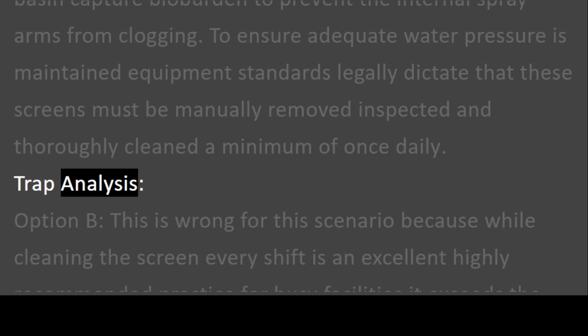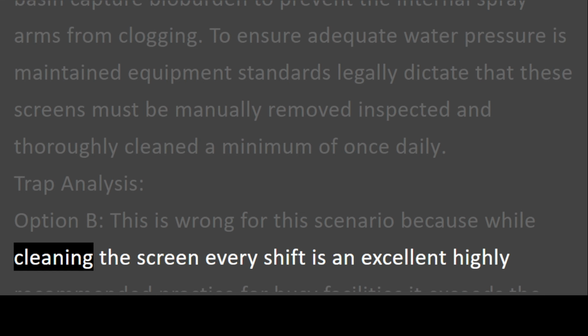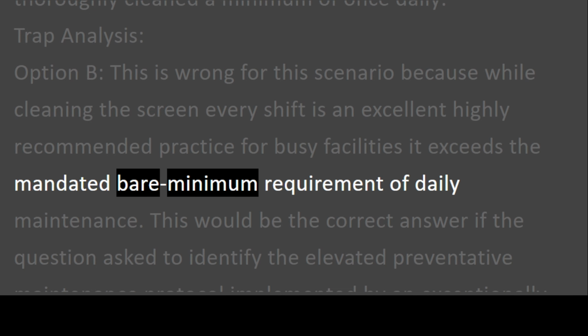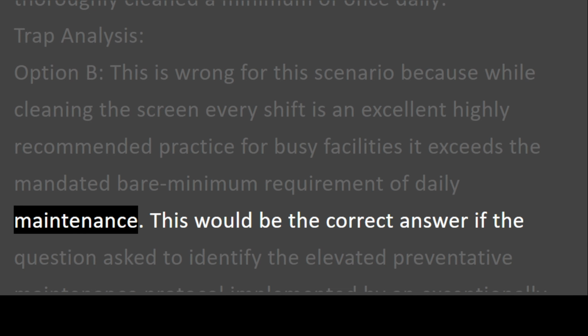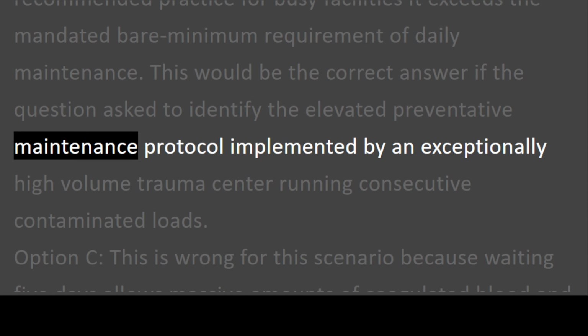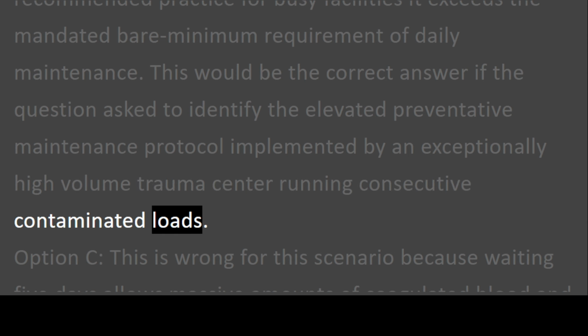Trap analysis. Option B. This is wrong for this scenario because while cleaning the screen every shift is an excellent, highly recommended practice for busy facilities, it exceeds the mandated bare minimum requirement of daily maintenance. This would be the correct answer if the question asked to identify the elevated preventative maintenance protocol implemented by an exceptionally high-volume trauma center running consecutive contaminated loads.